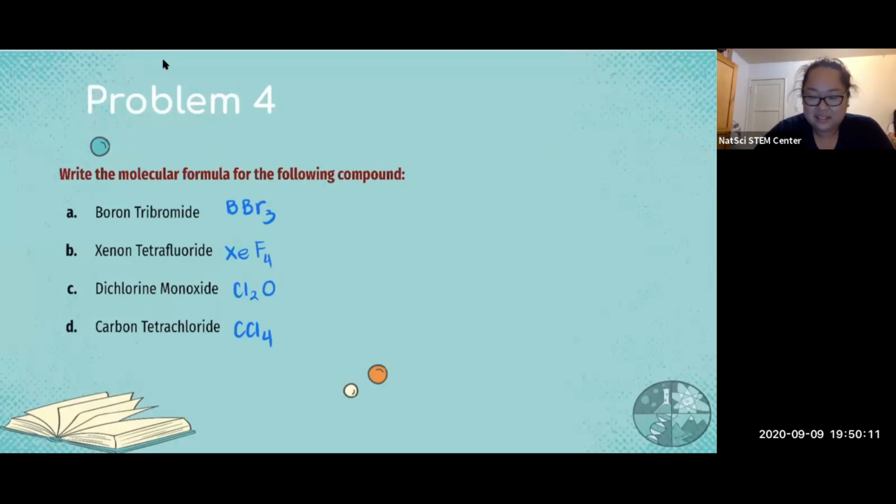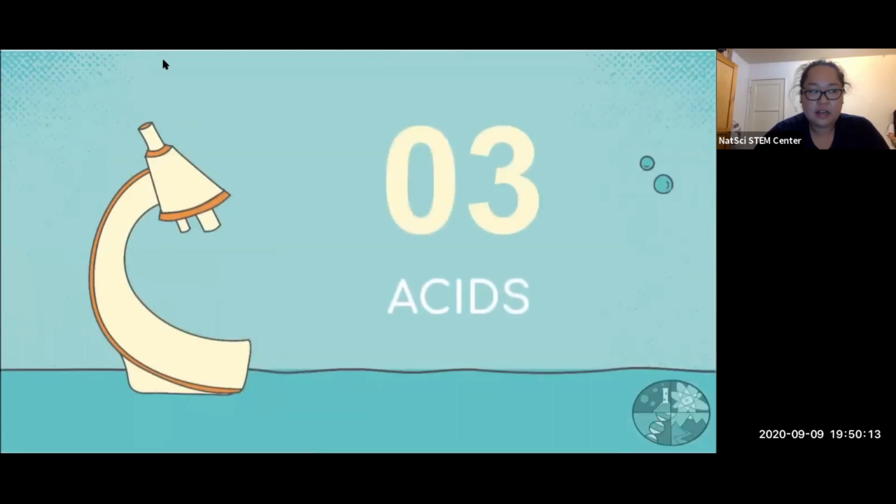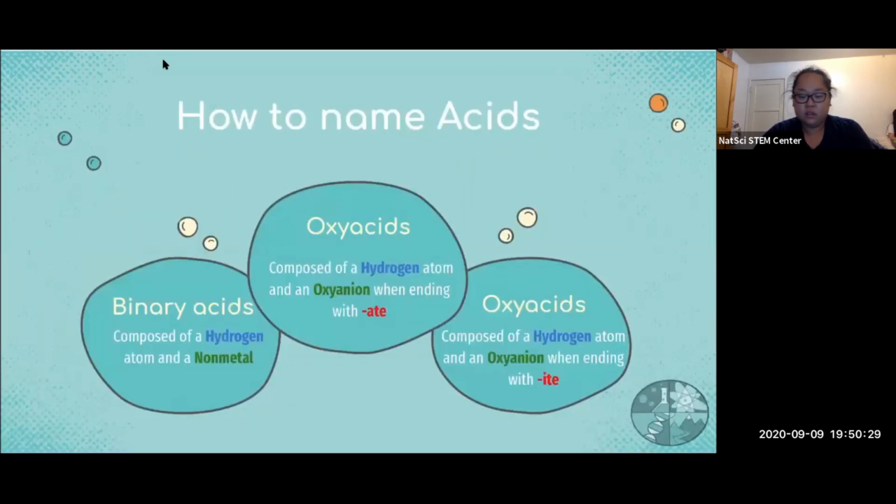So the last part that we'll be covering is naming acids. This is kind of when you have iodate come in, as well as sulfuric acid. So this is how you name acids. You have your binary acids, and that's with the H plus nonmetal. You name it as the nonmetal. You don't have to add anything different.